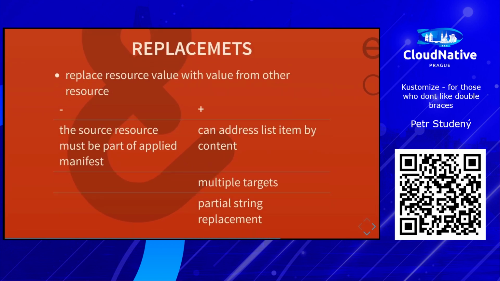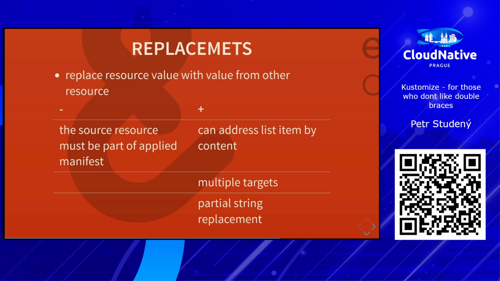There is another way to modify your resources. It's called replacement, and in there you can address a list by its content, which is great, like in JQ or JMESPath, if you know. It's very nice. You can declare multiple targets in a single resource, which is useful. It also offers partial string replacement. So if you declare your delimiter, you can replace just part of, let's say, a path.